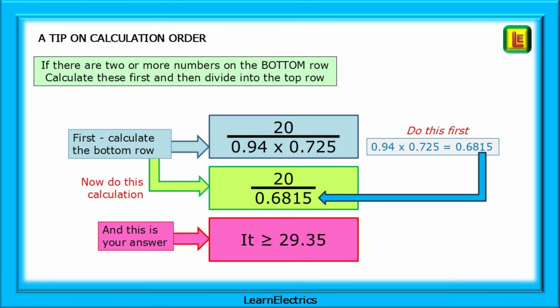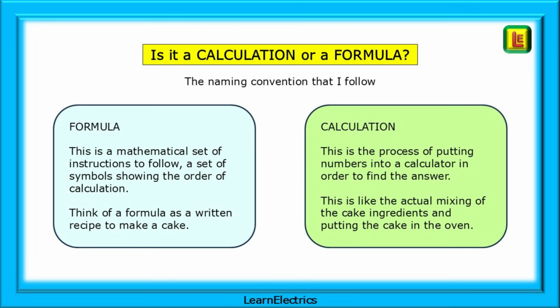Here we have 20 divided by 0.94 multiplied by 0.725. We should calculate the bottom to arrive at 0.6815 and then divide this into 20. Try it. The correct answer is 29.35.